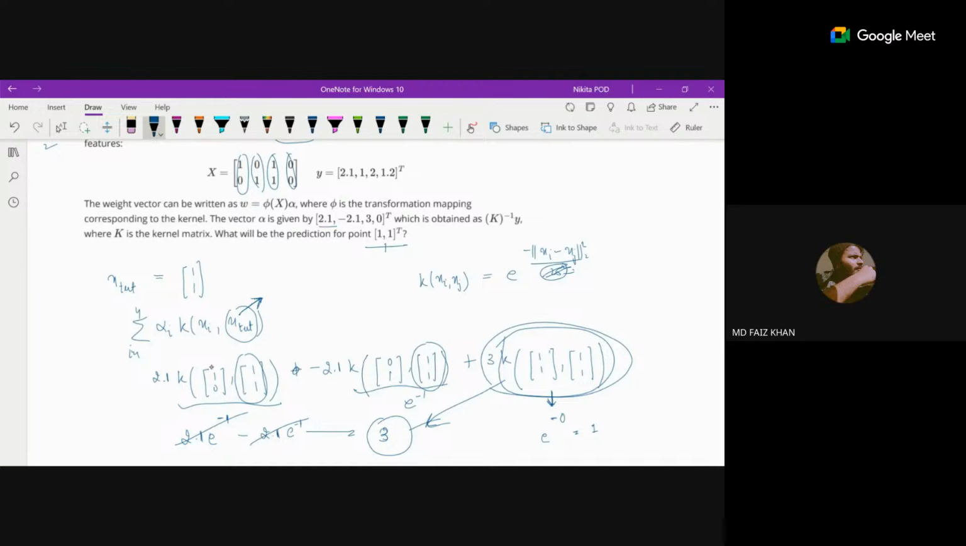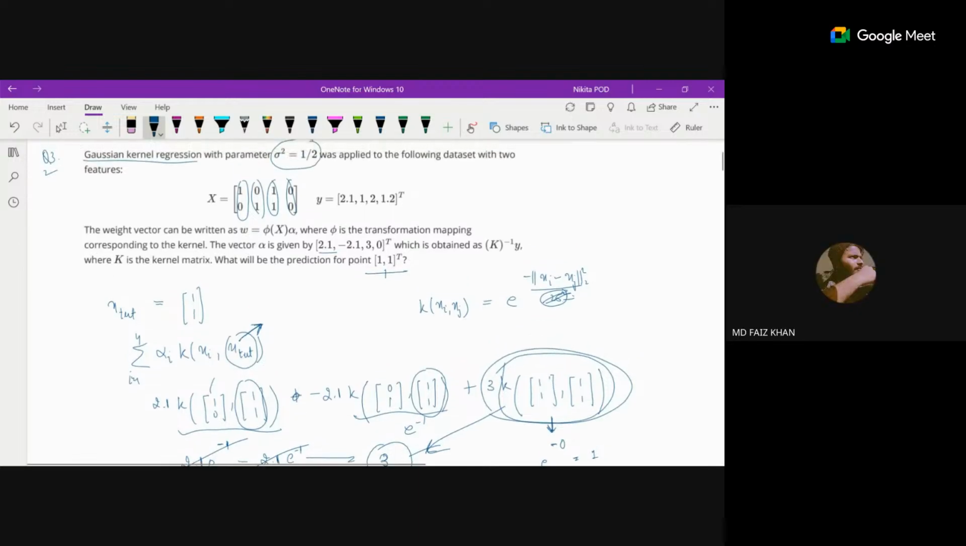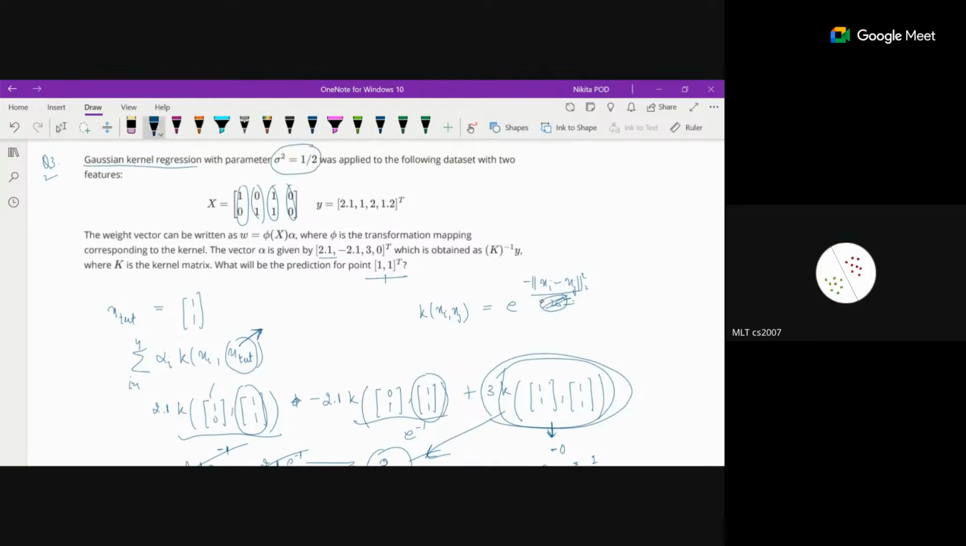The formula of the Gaussian kernel is exponential, e to the power minus of the norm of xi minus xj, squared, divided by 2 sigma square. Okay, 2 sigma square. Thank you.